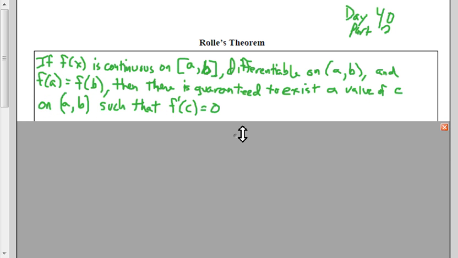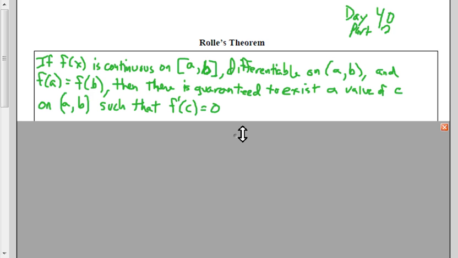If a function is continuous on the closed interval from a to b, and it's also differentiable on the open interval a to b, which means obviously to be differentiable you have to be continuous at that point, so that's why it's the open interval a to b. And if we know that f of a is equal to f of b, then there is guaranteed to exist a value of c on the open interval a to b such that the derivative is equal to 0. So the derivative at that value c equals 0.